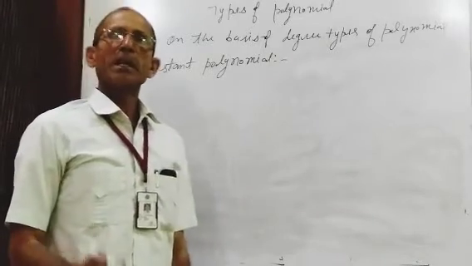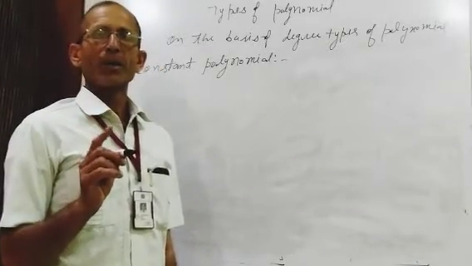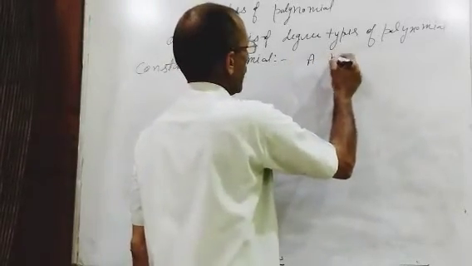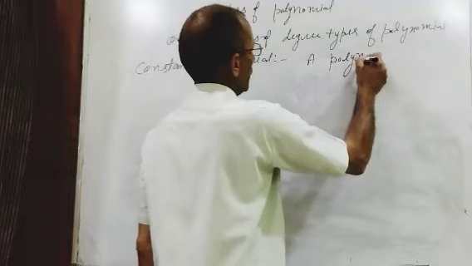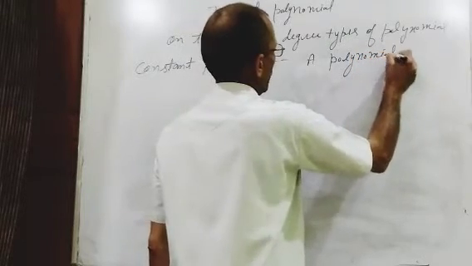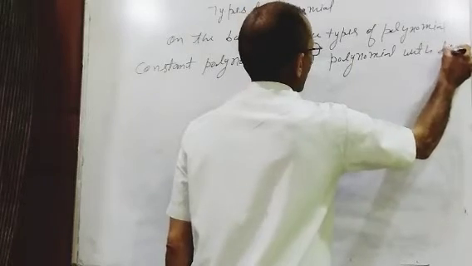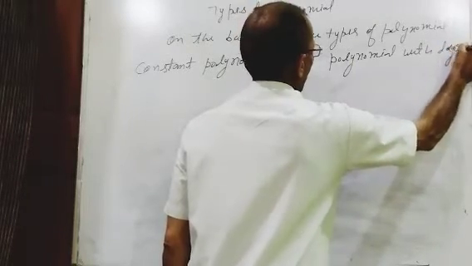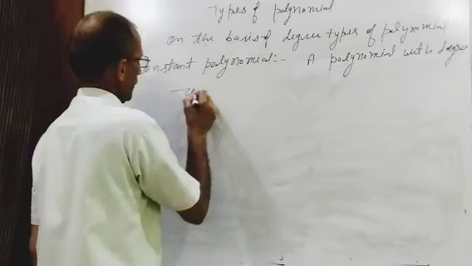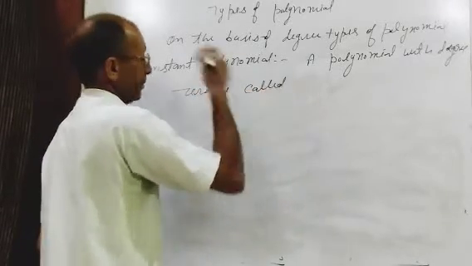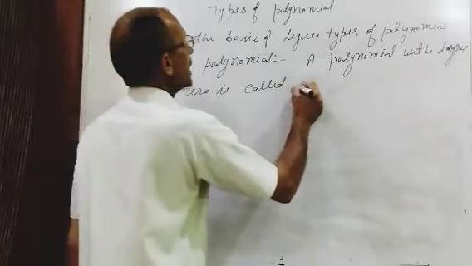A polynomial with degree 0 is called a constant polynomial.